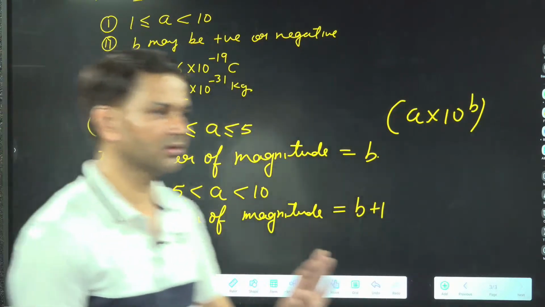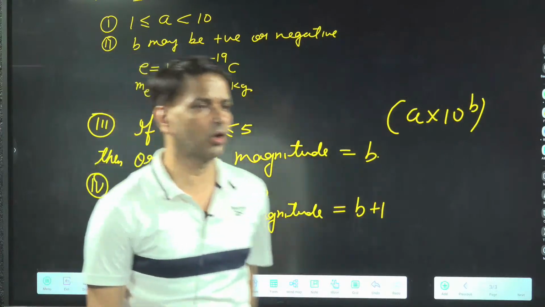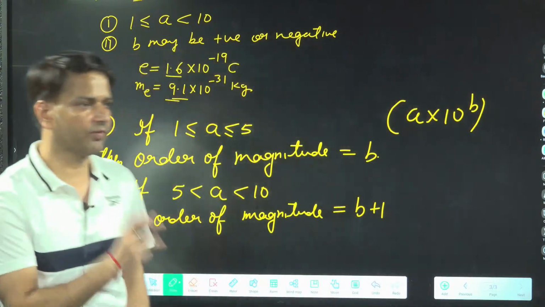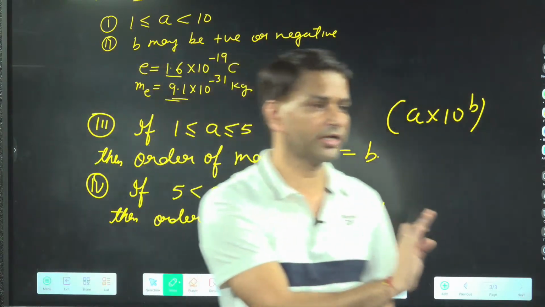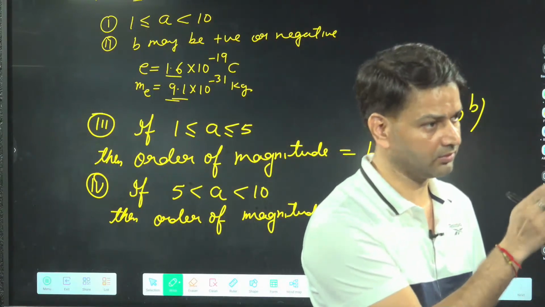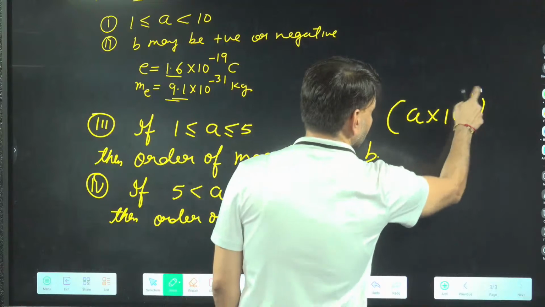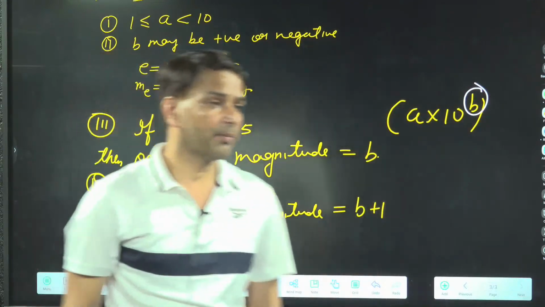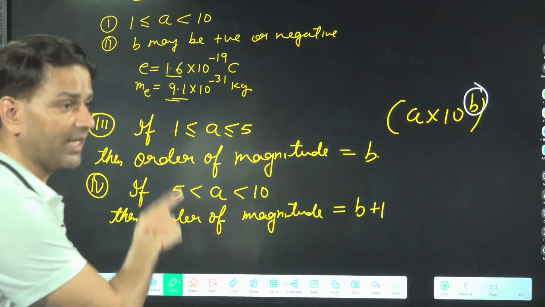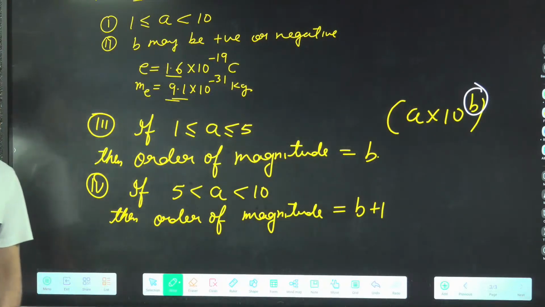I will say the example first, but first write the rule. First we write the number in the notation A into 10 to the power B. A has a condition: it has to be between 1 to 10. Now we check the value of A. If it is between 1 to 5, equality in both cases, then the order of magnitude is directly the power of 10. But if A is greater than 5 and less than 10, then the order of magnitude is B plus 1, so it increases by 1. Everybody understood this rule or not?